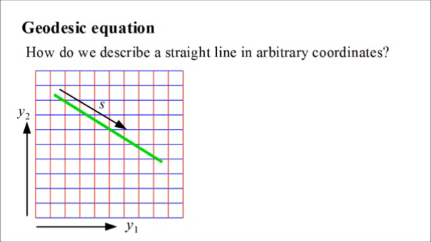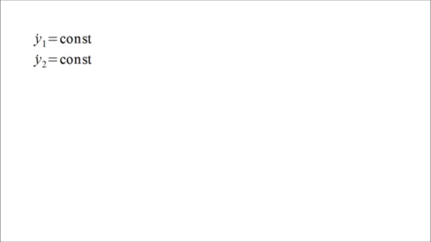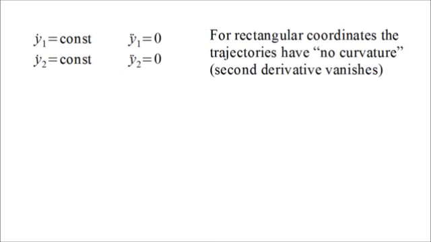on that line as a function of distance from the start of the line, then the graphs of y1 of s and y2 of s will be straight lines. They will have no curvature. So their equations read y1 dot, that is the slope of the y1 curve, is a constant, and y2 dot is equal to a constant. And then they have no curvature, so y1 double dot is 0 and y2 double dot is 0. Those are the equations of lines in rectangular coordinates. Very simple. There's no curvature.